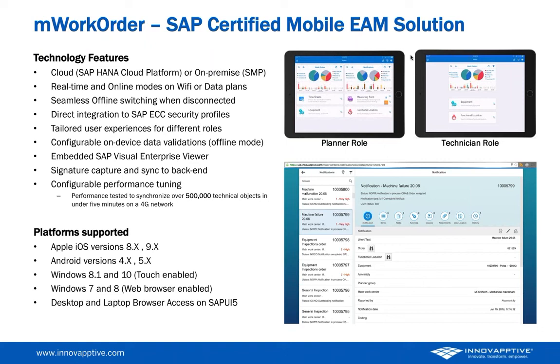So as a result, we made sure that the solution works on the cloud as well as on-premise. So you have cloud-based deployment leveraging SAP HANA Cloud Platform, or an on-prem deployment on SMP. Some of the core technology features that I'll focus on is tailored user experience. That is important in leveraging that role-based user experience for the end user. So if you have different roles within your organization, it's important for the planner to have, let's say, more features and access than your technician in the field. So it's important to generate that role-based user experience and make sure that's available to the end user.